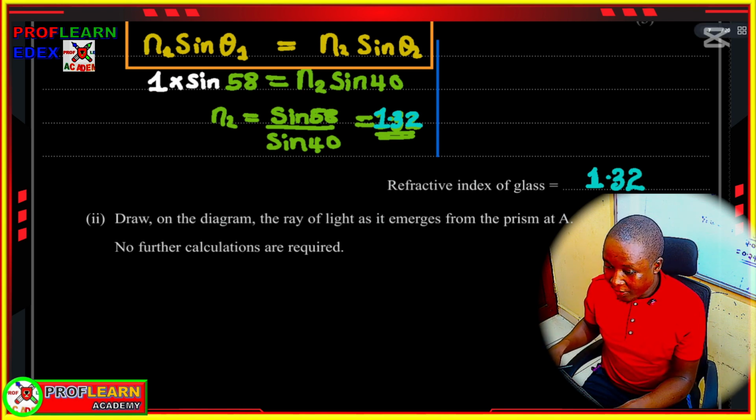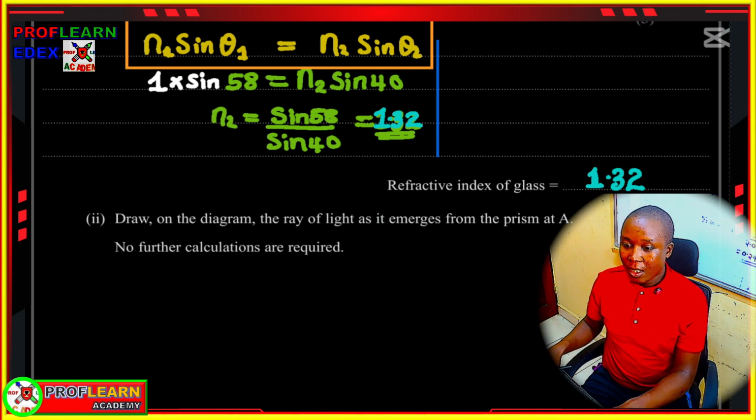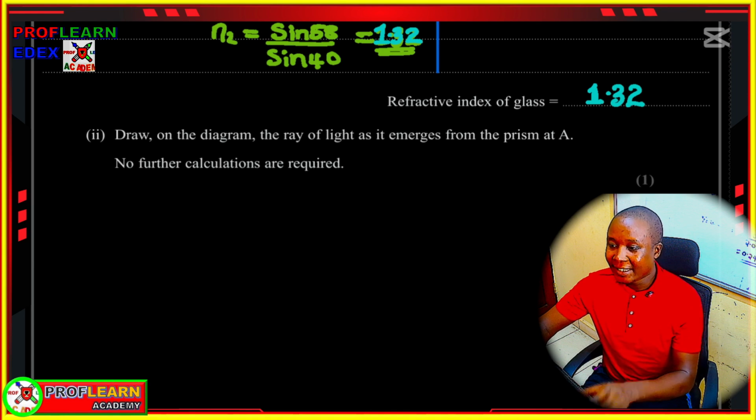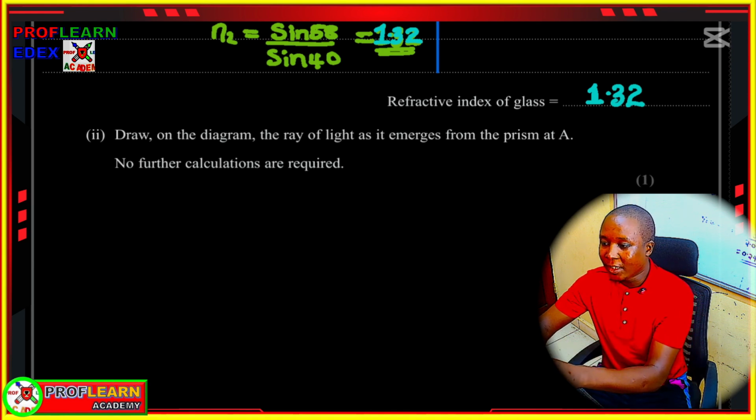Then now, having looked at that, we need to look at the question that follows. Draw on the diagram the ray of light as it emerges from the prism at A.